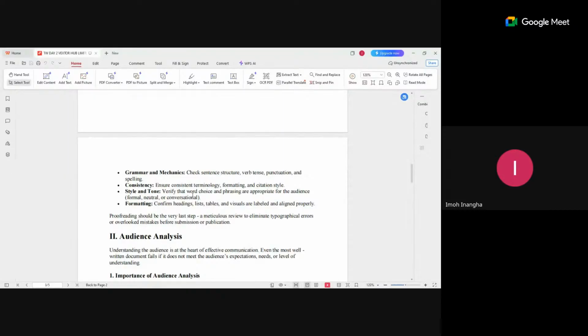Now you have formatting. Confirm headings, lists, tables, and visuals are labeled and aligned properly.